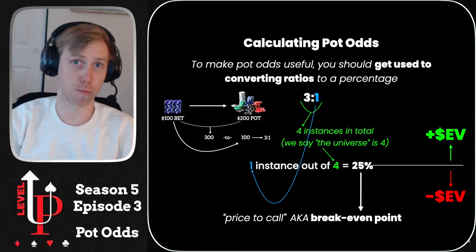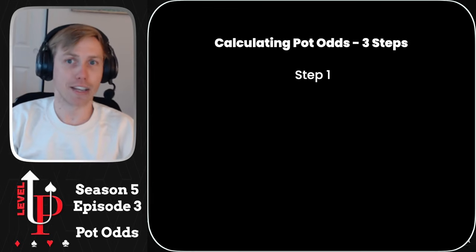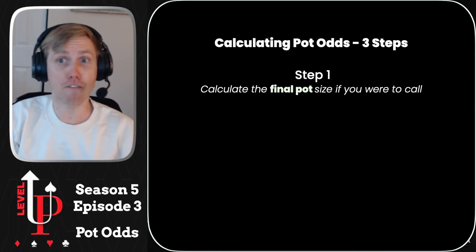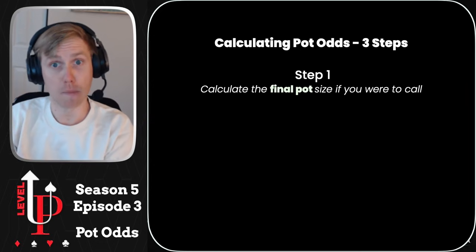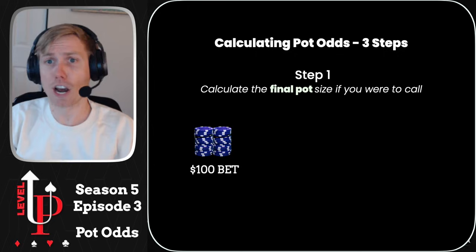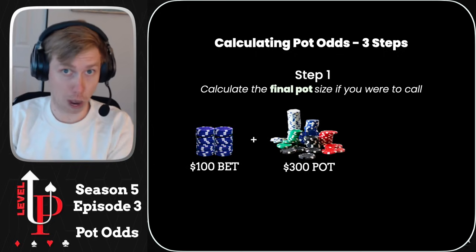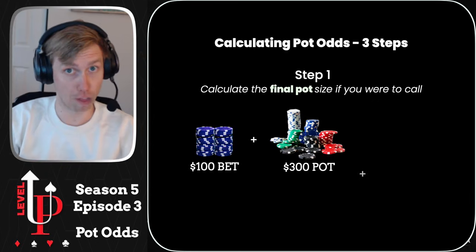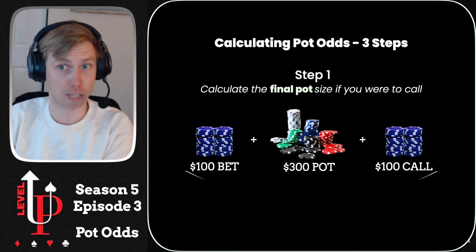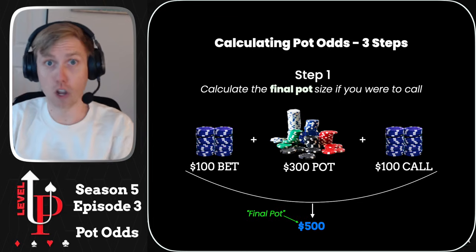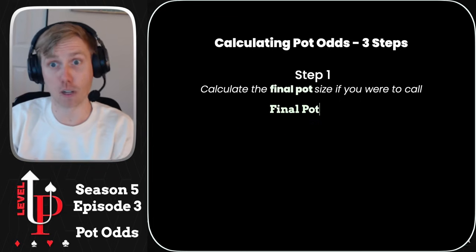Step 1, calculate the final pot size if you were to call the current bet. Suppose your opponent bets $100 into a $300 pot on the river. That makes the total pot $400, and if you were to call that $100 bet, the final pot size would be $500. Let's refer to that number as the final pot.